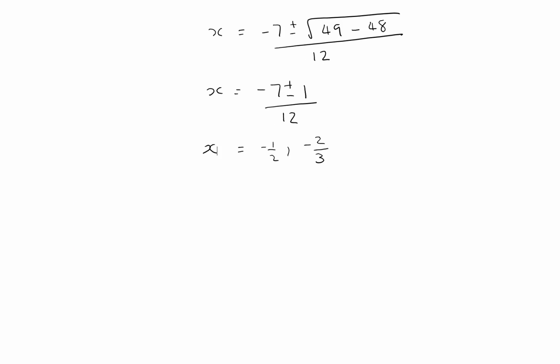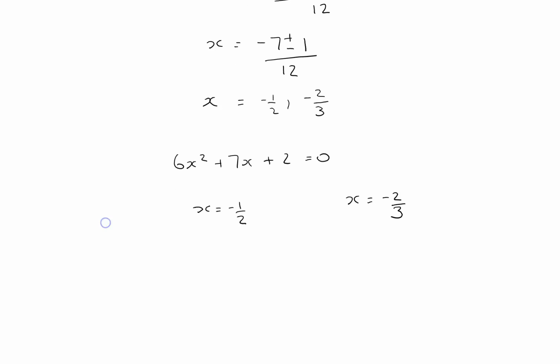I'm now going to continue, and I'm going to use these two solutions to find the factors of our original quadratic equation, which was 6x squared plus 7x plus 2 is equal to 0. Now our two solutions up here, x equals minus a half and x equals minus 2/3. What we're going to aim to do with each of these is get a 0 on the right of the equation.